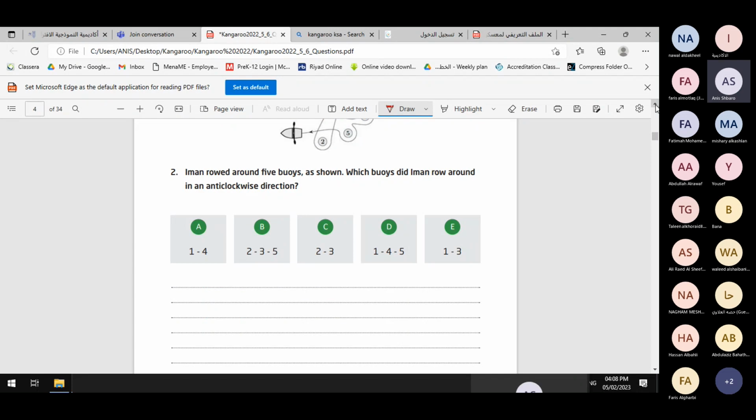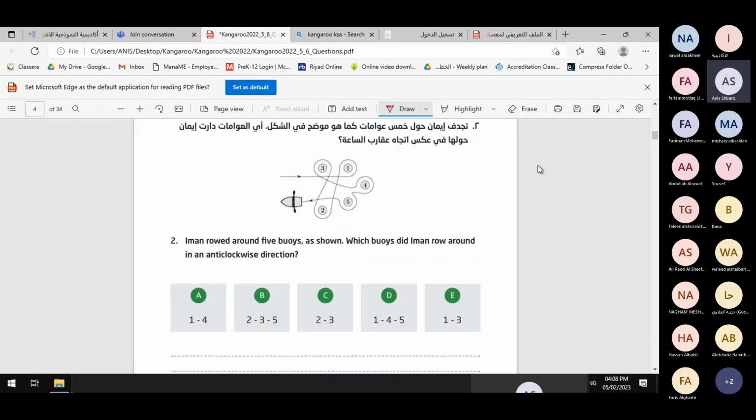Now, for this one, number 2, also it's an easy one. Who wants to read? I want to. Me. Come on, start.